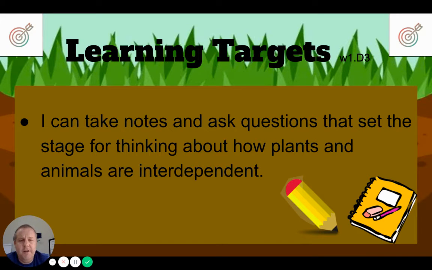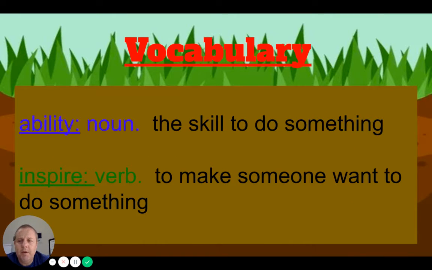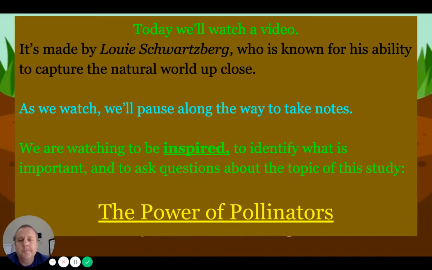Now we're going to watch a real-life video of pollen and pollination and pollinators. Here's your vocabulary. Ability, the skill to do something, and inspire, to make someone want to do something. So hopefully you're inspired by the abilities that these plants and animals exhibit. Here it is. Today we'll watch a video. It's made by Louis Schwartzberg, who's known for his ability to capture the natural world up close.